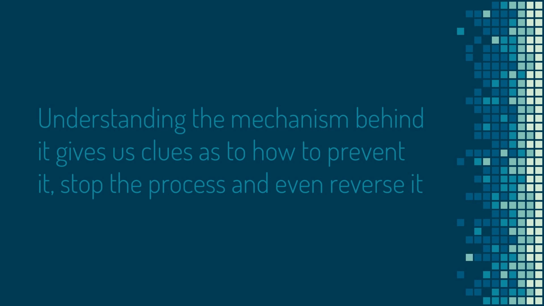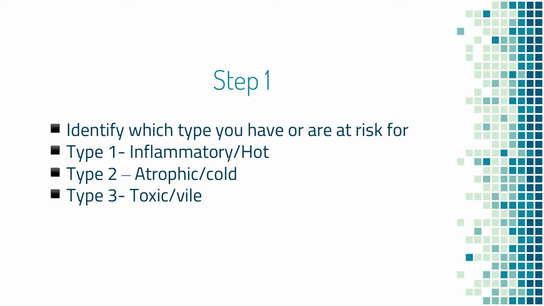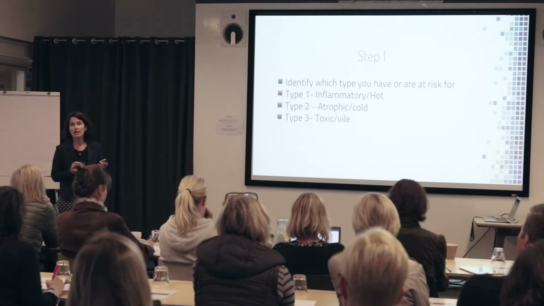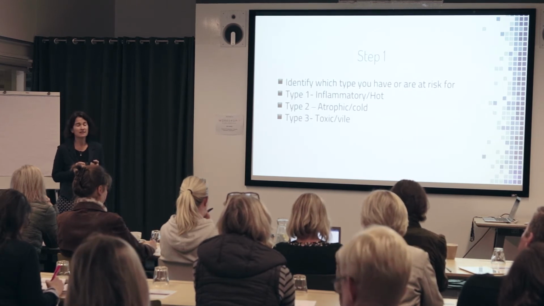So we need to understand the mechanism behind Alzheimer's to give us clues as to how we might prevent the disease, halt the process and try to reverse it. Step 1 is really to identify the types. Dale Bredesen talks about 3 types, actually 5, but these 3 are related particularly to the APOE4 gene. Type 1 he calls inflammatory and hot, type 2 atrophic and cold, and type 3 toxic and vile. Type 4 is related to sleep apnea and also vascular disease, so hypertension and cardiovascular disease play a role in type 4. And type 5 is due to traumatic brain injuries, and people who develop memory issues after traumatic brain injuries.